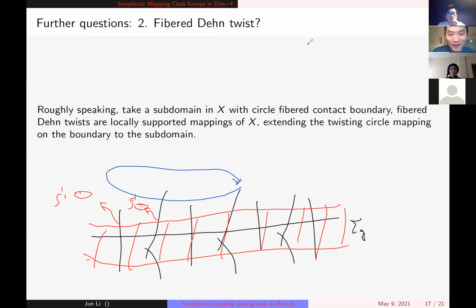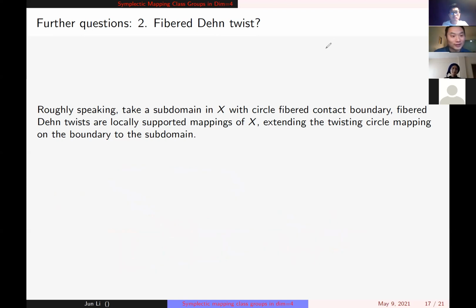Okay, that's question number 2. I mean, it's also worth noting that in this ruled surface, or blow up of a ruled surface, there are no Lagrangian spheres. That means the non-trivial mapping classes are certainly not Lagrangian dentists. So then the next natural candidate to think about as a non-trivial generator of the mapping class group are the fiber dentists. Okay, so that's the second question. Those are, I think, approachable questions.